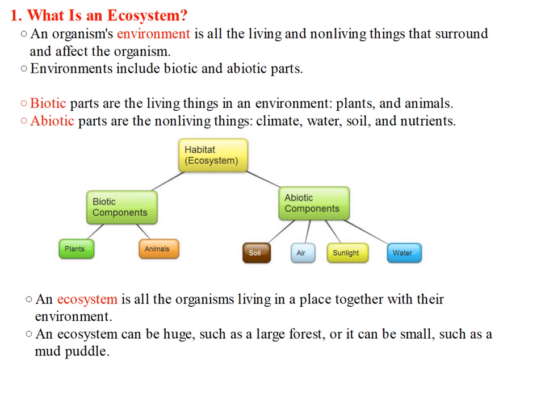The abiotic parts of an environment have an important role. Temperature and amount of water, for example, affect which plants and animals can live in a place. Now, let's see what is an ecosystem. By definition, an ecosystem is all the organisms living in a place together with their environment. An ecosystem can be huge, such as a large forest, or it can be small, such as a mud puddle.